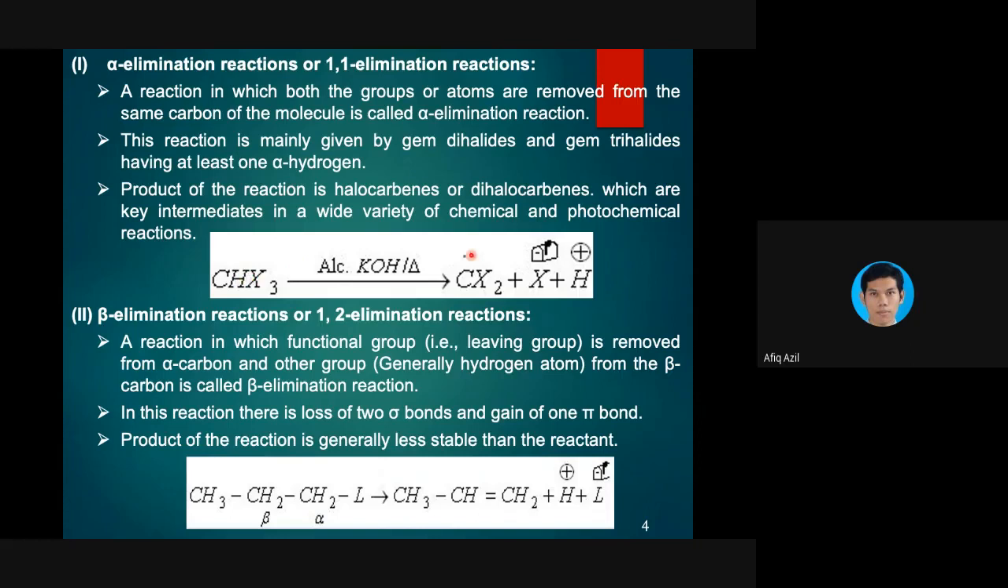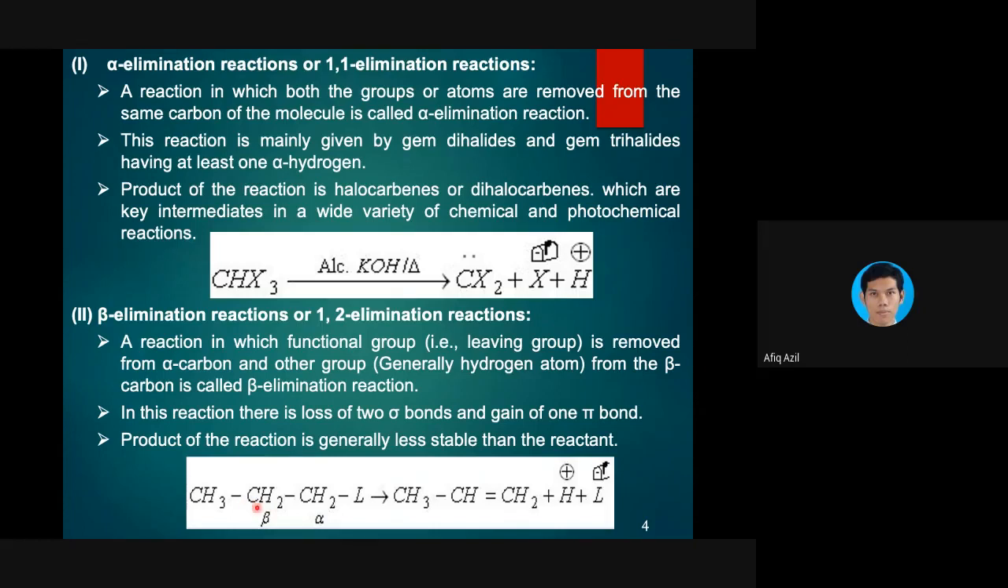So hydrogen will be removed and one of the halogens as well. So this is an example of alpha elimination. While for beta elimination or 1-2 elimination reactions, the group of atoms are removed from different carbons which are adjacent, side by side.